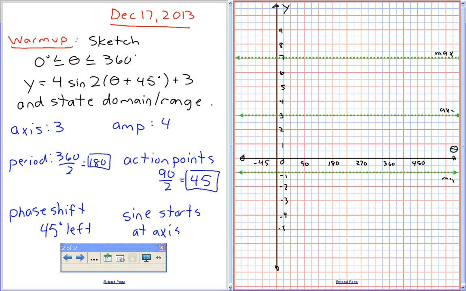Now, this is one thing I'm going to remind you guys right now. Leon did an awful job of this. When this says from 0 to 360, what does that tell you to do? Please graph from 0 to 360.